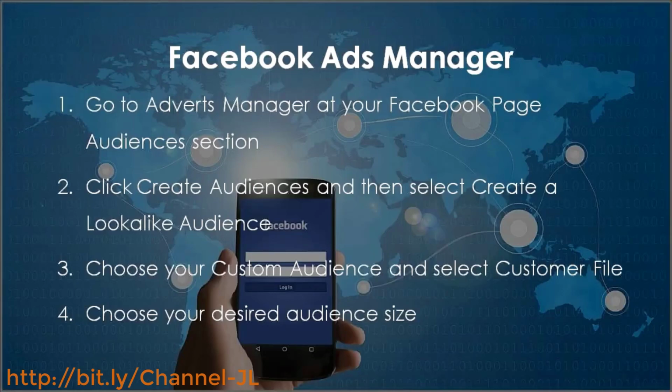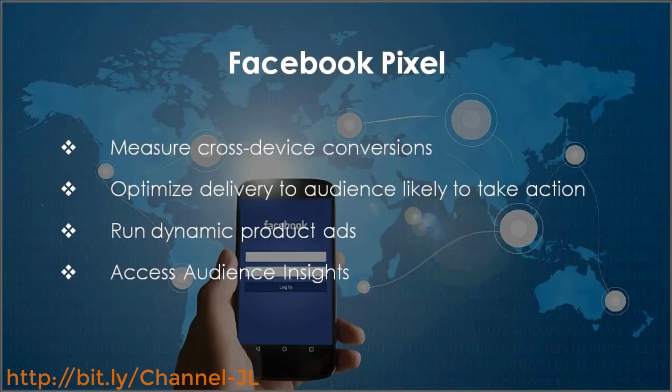From here, Facebook will find the people who are most likely to be interested in your product or service. The next strategy is utilizing retargeting on your Facebook advertising campaigns with Facebook Pixel. Facebook Pixel is a piece of code that allows you to measure, optimize, and build audiences for your ad campaigns. With Facebook Pixel, you can track the actions visitors take on your website across devices, and this will inform you of the performance of your Facebook ads.